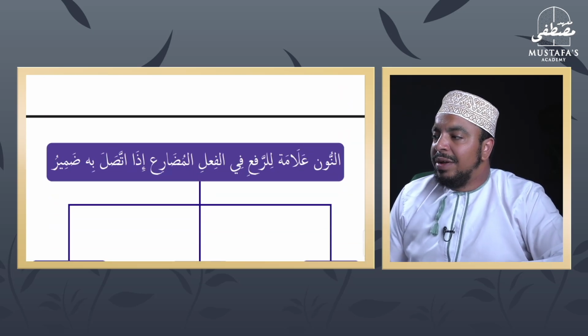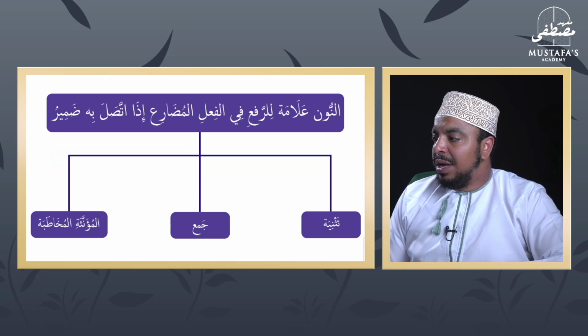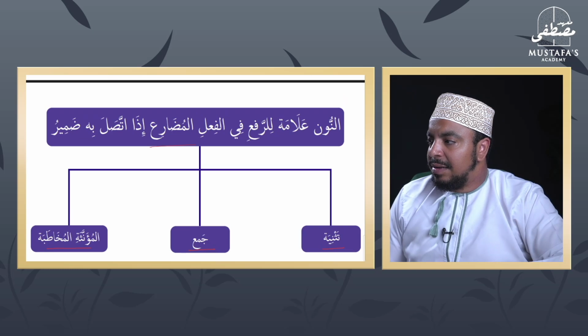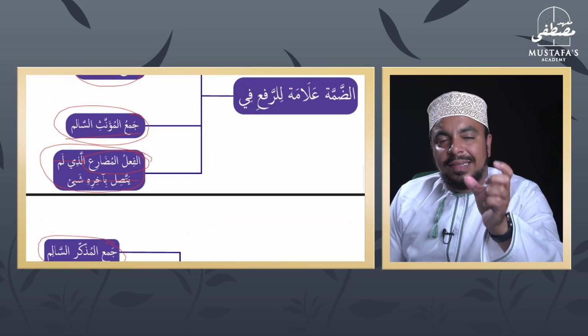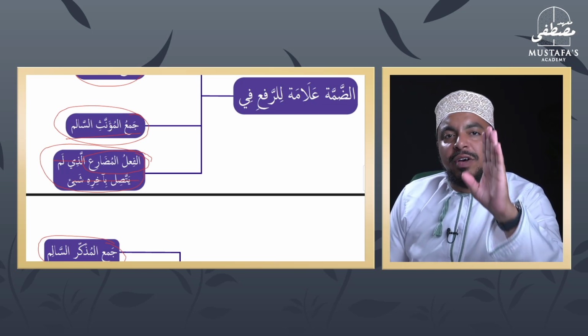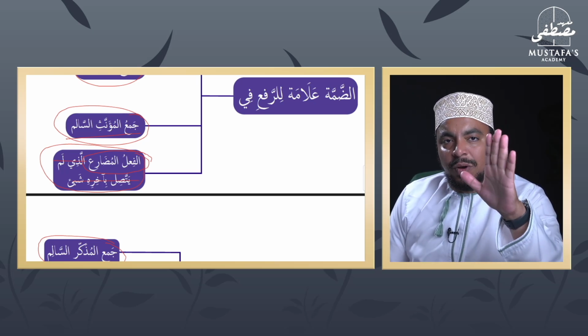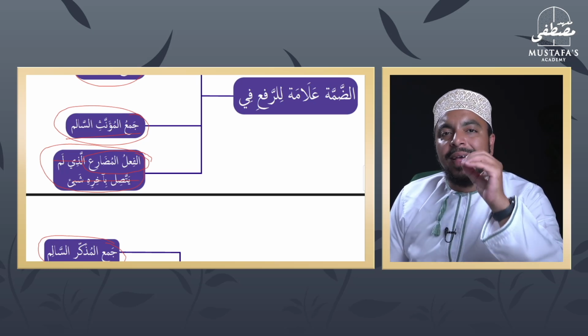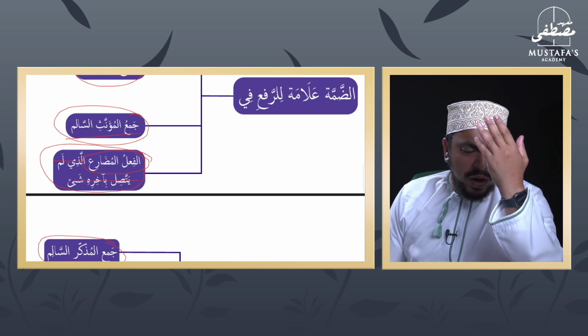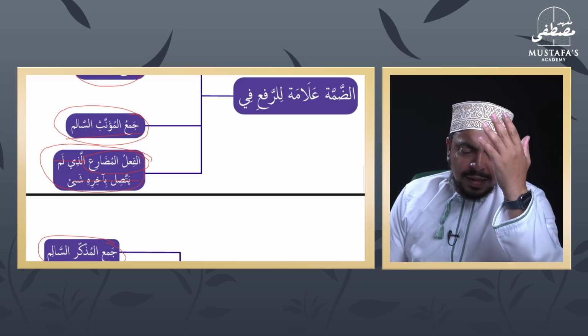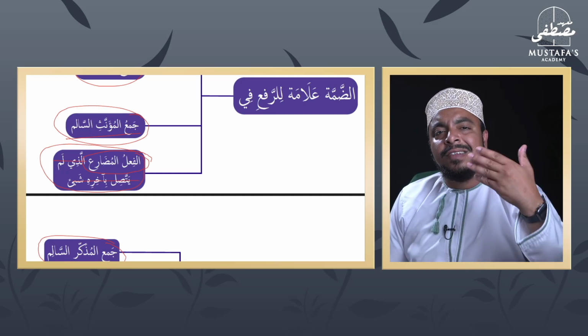النون علامة للرفع في الفعل المضارع إذا اتصل به ضمير تثنية, ضمير جمع, ضمير المؤنثة المخاطبة. Now, what is this? الفعل المضارع again. You notice something that is known as the 5 particular verbs as well, when it comes to the noon. What am I trying to tell you? You might think فعل المضارع, جمع المؤنث السالم, جمع المذكر السالم, جمع التكسير, الاسم المفرد. Why are we repeating these terms?